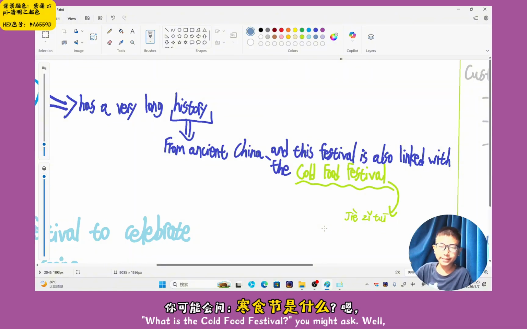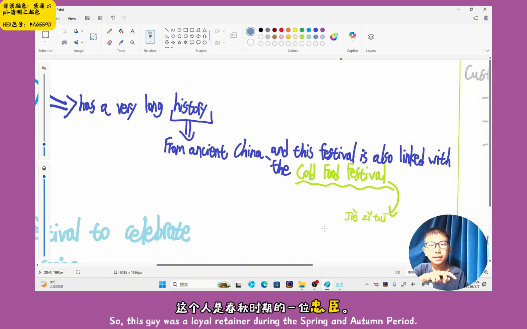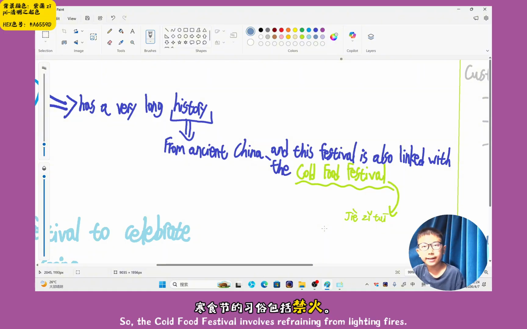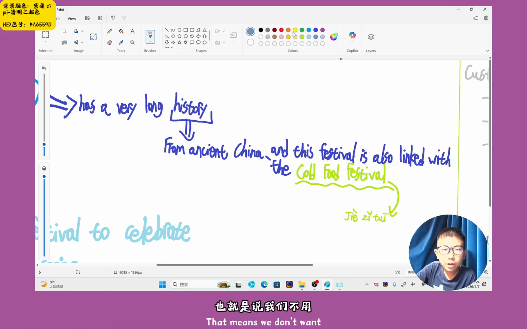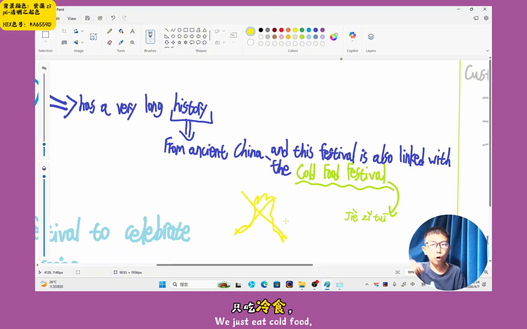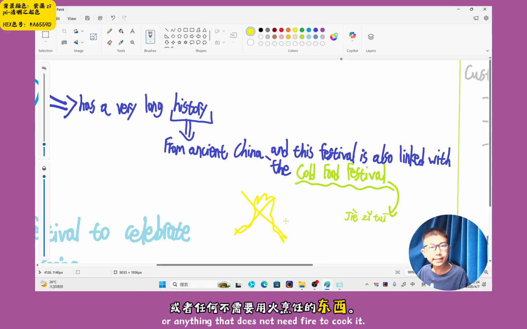And what is the Cold Food Festival, you might ask? Well, the Cold Food Festival commemorates 芥子推, a royal retainer during the Spring and Autumn period, 春秋时期. The Cold Food Festival involves refraining from lighting fires. That means we don't want fire, we just eat cold food. See what I mean? Raw foods, like fruit or anything that does not need fire to cook.